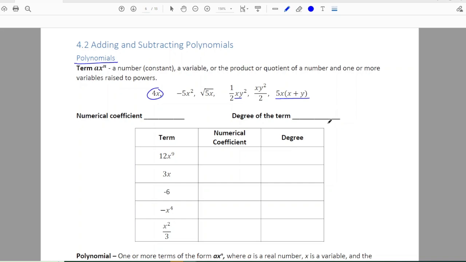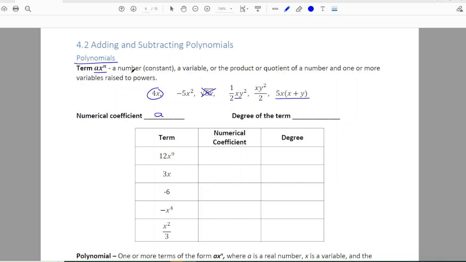But what we're going to really focus on is the terms that could be part of a polynomial, which, like this one, wouldn't be classified as part of a polynomial expression because it's got a square root. So it's these nice simple ones where it's like an x or an x squared or an xy squared and so on. The numerical coefficient of a term is the number that's in front. So if you look at ax to the n, it would be the a.